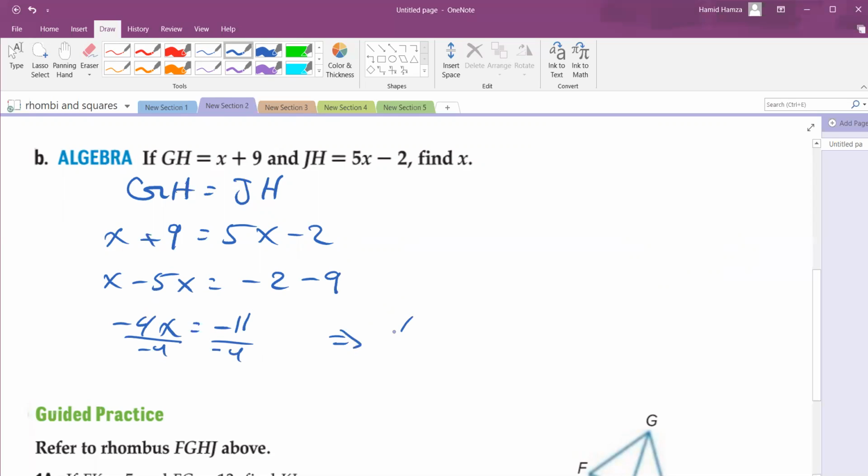So that means x equals 11 over 4. You can use your calculator, divide them, and write the answer as a decimal. Okay, guys, so any question?